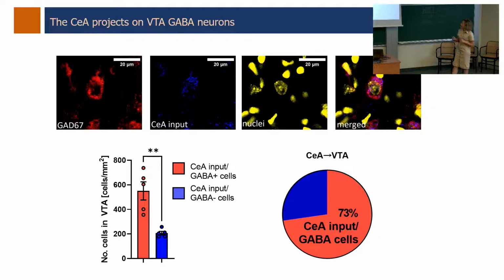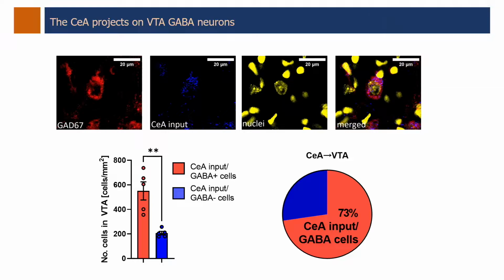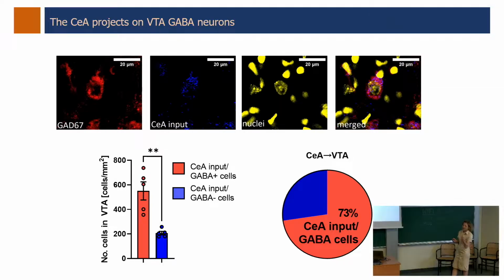Then we looked at the type of the cells in the ventral tegmental area that received this input from the central amygdala. And in the ventral tegmental area, we have two main classes of cells. There are GABAergic neurons and dopaminergic cells. And we found that most of the projection ended up at the GABAergic neurons.